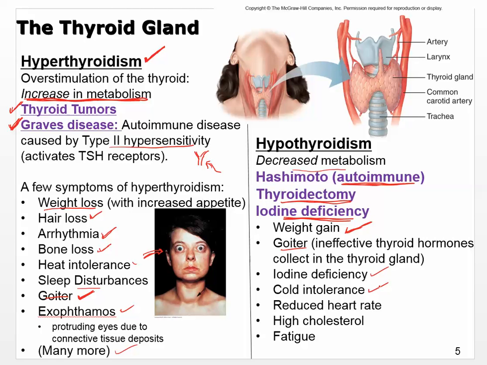So cold intolerance, sorry, and if you think about that, that means that if you get cold, your body doesn't really have a way to respond. You aren't able to increase your metabolic rate to generate heat, and so when you get cold, you have a hard time getting warm again. Reduced heart rate, high cholesterol comes from this, fatigue. So you're just tired all the time, and low energy, that kind of thing comes with hypothyroidism.